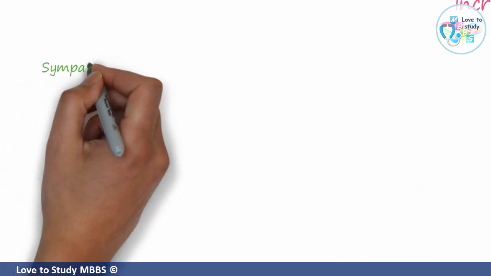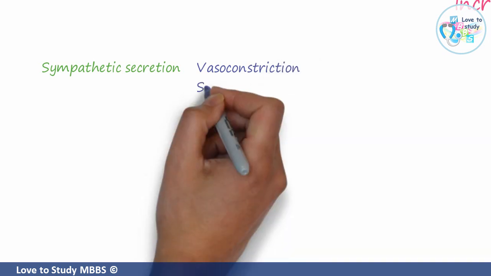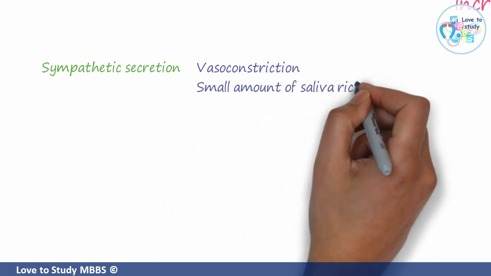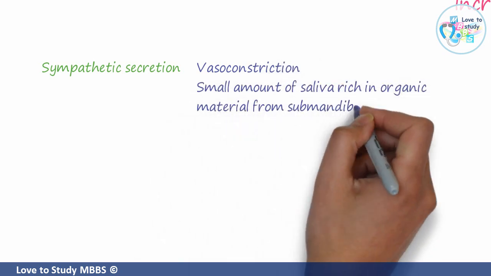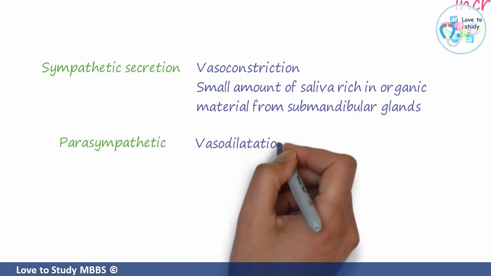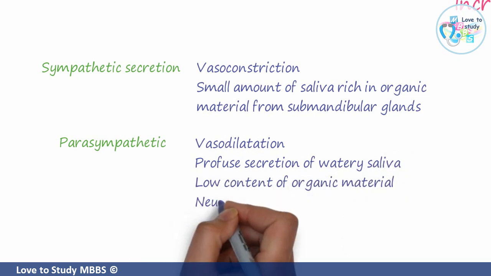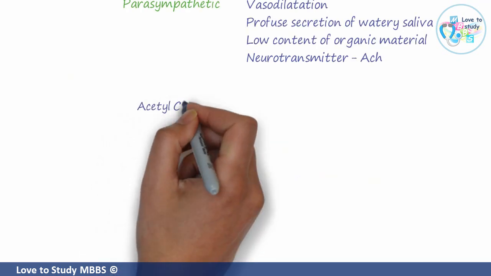Sympathetic stimulation causes vasoconstriction. So, a small amount of saliva is produced from submandibular glands that is rich in organic materials. Parasympathetic stimulation causes vasodilation, so it leads to profuse secretion of watery saliva with low content of organic material. Acetylcholine is the neurotransmitter in the parasympathetic process.